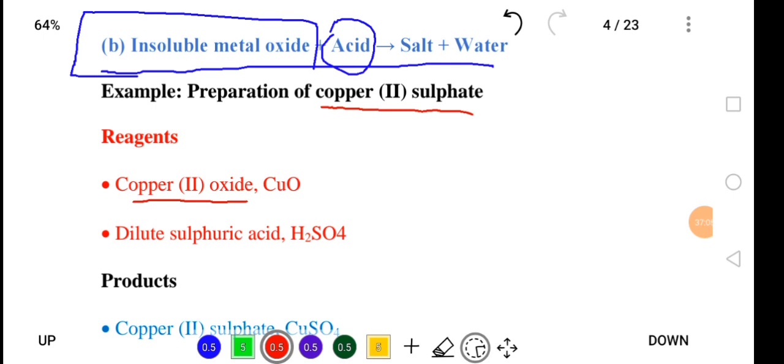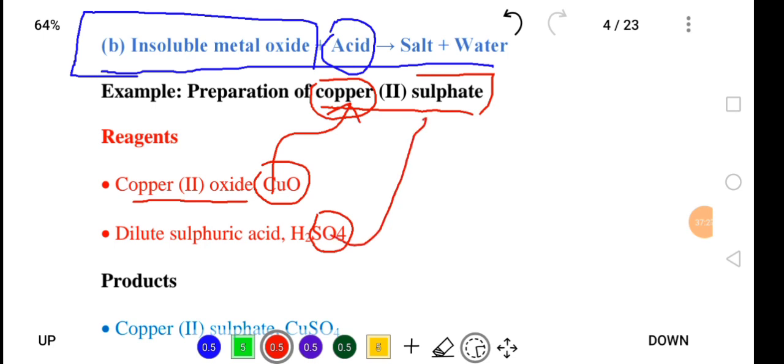Now, this copper 2 oxide will give us the metallic part of the salt, which is copper, and the sulfuric acid will give us the sulfate, which is there in a salt. Therefore, copper is going to give us copper 2, and the sulfuric acid will give us a sulfate. And at the end of the day, we are going to prepare a desirable salt.